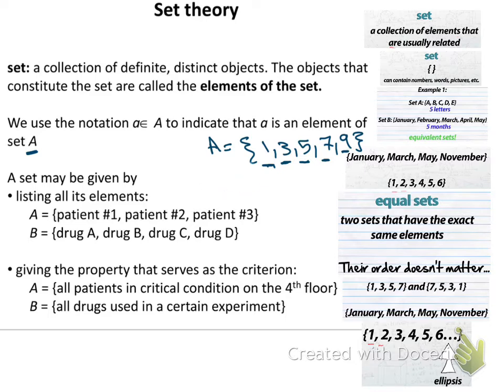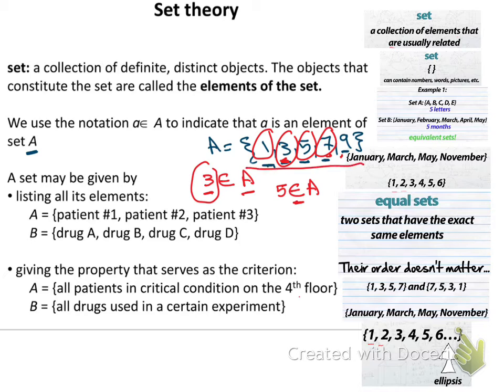In the same way, I can say also here that 3 is an element of the set A, because 3 is here. So it is true. I can say 5 is an element of A or belongs to A. And the same for 7, the same for 9 as well. So if I have elements and I want to say only this individual element belongs to this set or it is an element of this set, I have to use this notation.